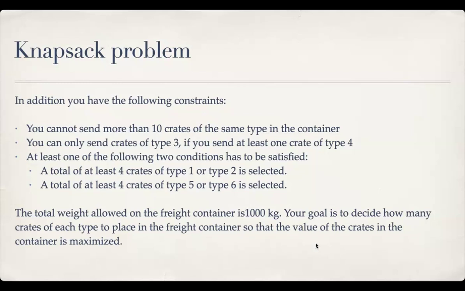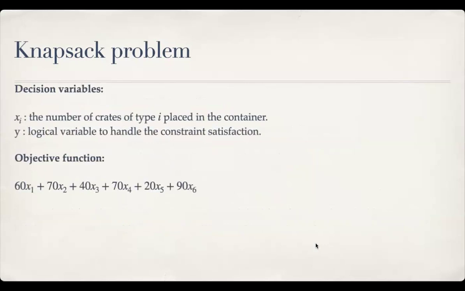Okay, so we write the objective function this way: 60 x1 plus 70 x2 plus 40 x3 plus 70 x4 plus 20 x5 plus 90 x6. We have 6 types, right? We define x1, x2, x3, x4, x5, x6 as the number of crates for each type.